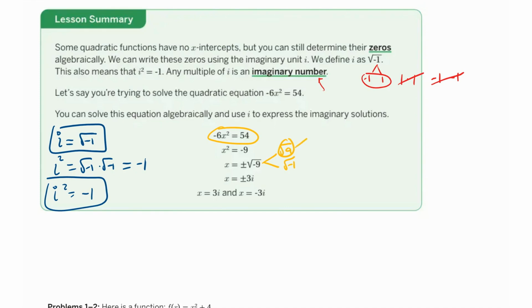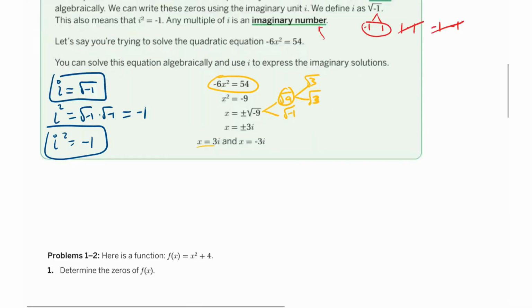When we're square rooting 9, just remember that that's the same thing as the square root of 3 times the square root of 3, and that's why the square roots cancel out, leaving us with just 3. So we get two answers, plus or minus 3i, and we're going to need to be able to know how to do this kind of stuff. So without further ado, let's try and get some practice.